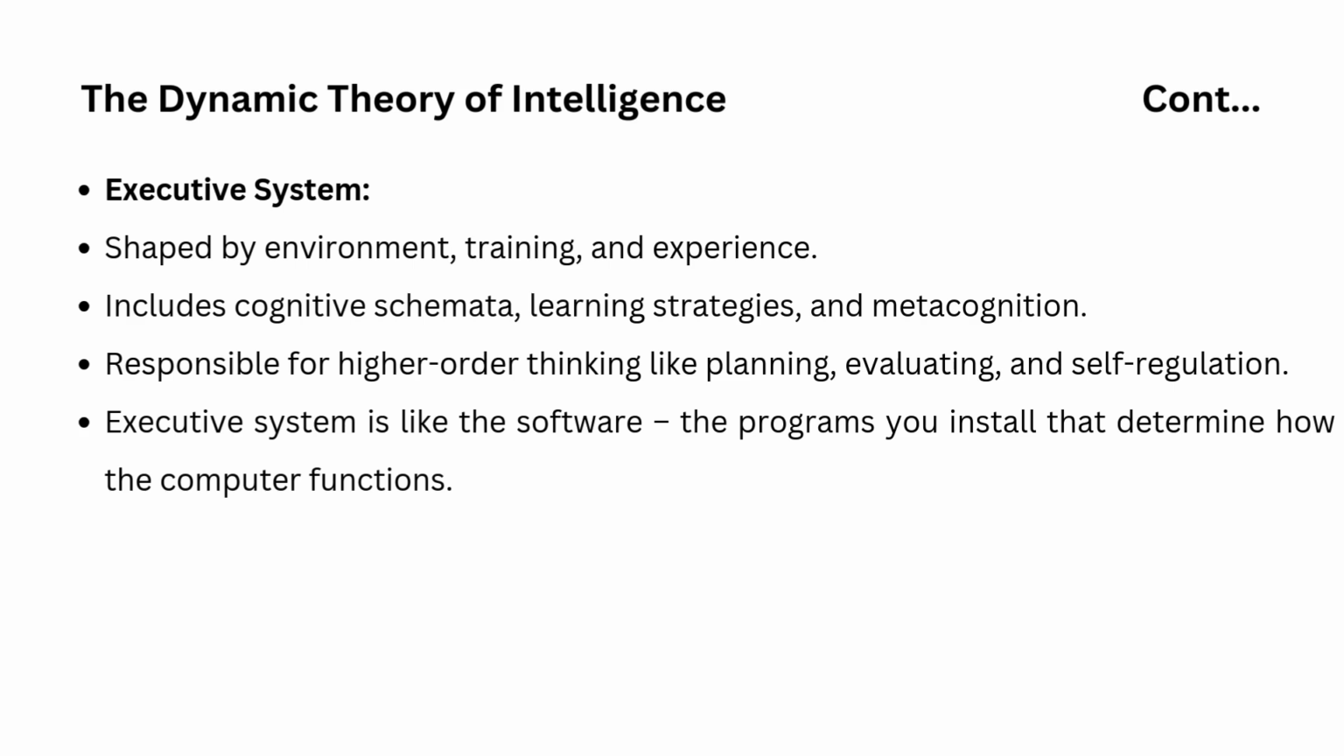So now, how do these two systems work together? Here is where things get interesting. The architectural system provides the basic abilities like memory and information processing speed, but the executive system is responsible for making sure you are using these abilities effectively. The executive system helps you decide how to organize your thoughts, how to strategize while solving problems, and how to regulate your own learning processes.